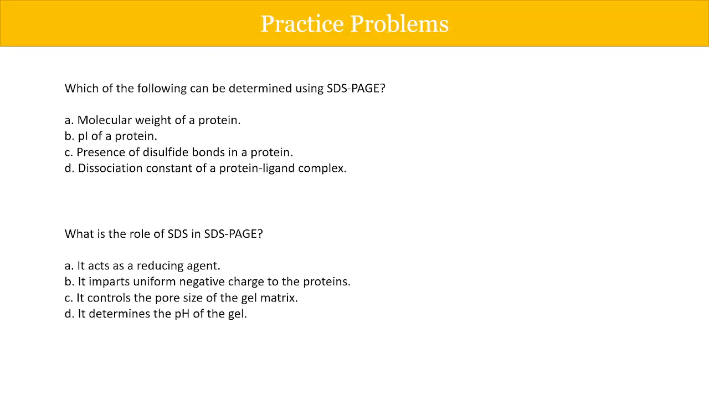Okay. Now, which of the following can be determined using SDS-PAGE? Molecular weight of a protein, pI of a protein, presence of disulfide bonds in a protein, dissociation constant of a protein-ligand complex. So which of the following can you determine by an SDS-PAGE? So what does SDS-PAGE do? Basically, you have to think from that perspective.